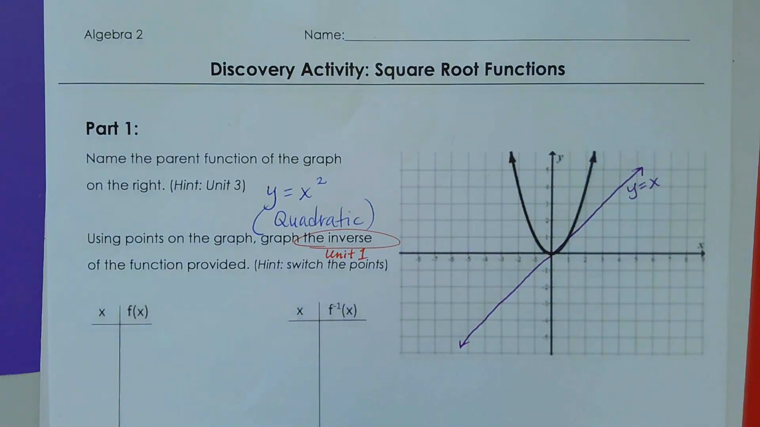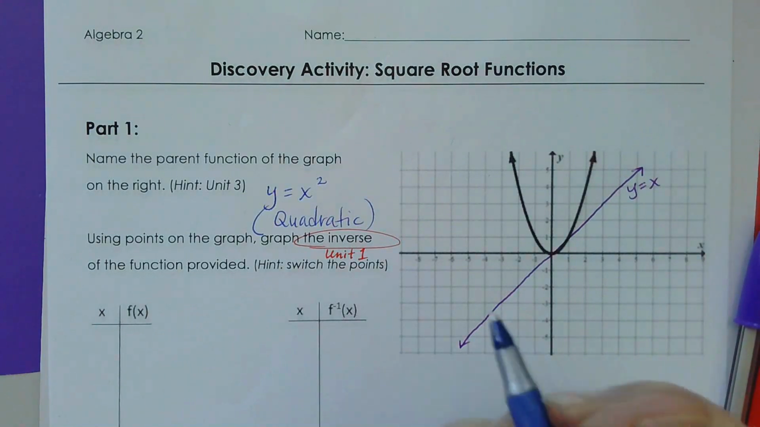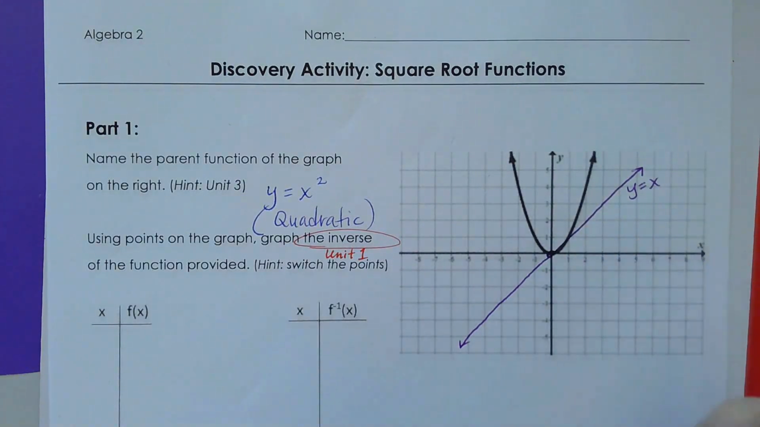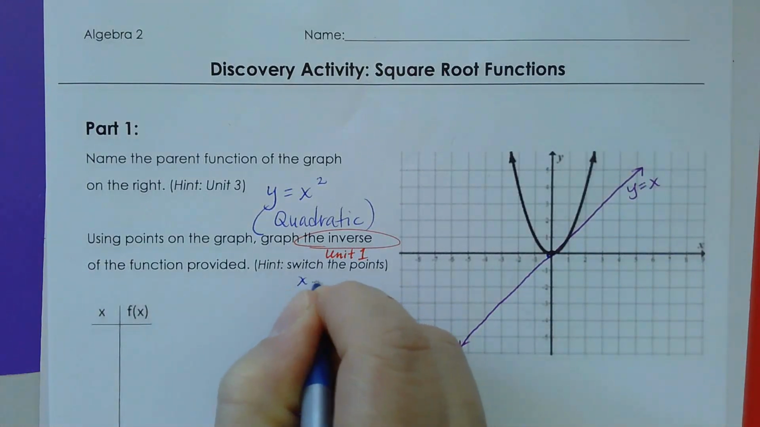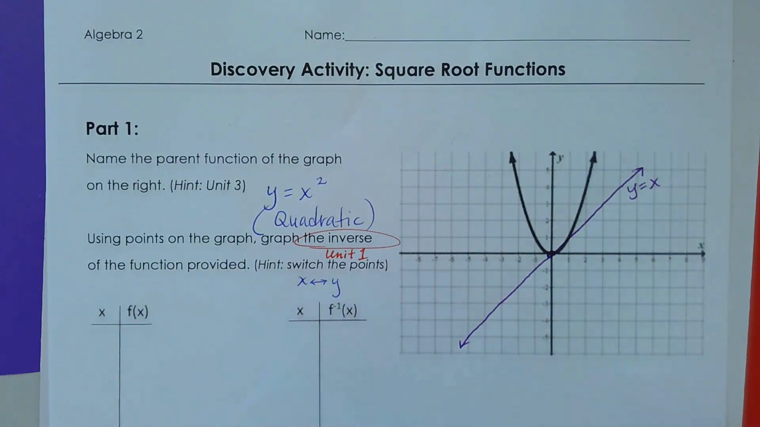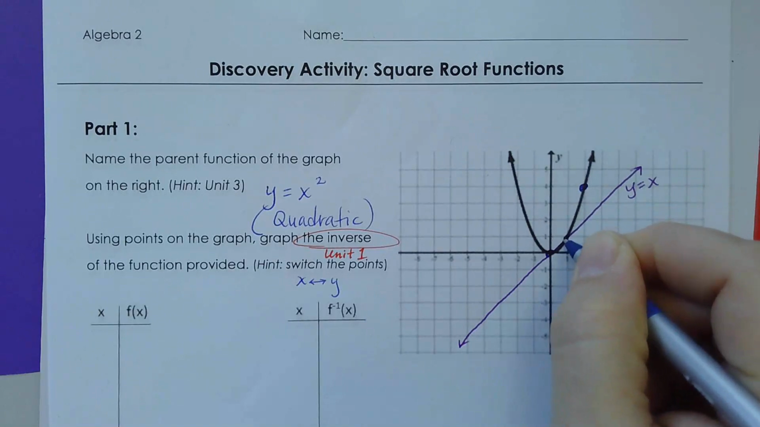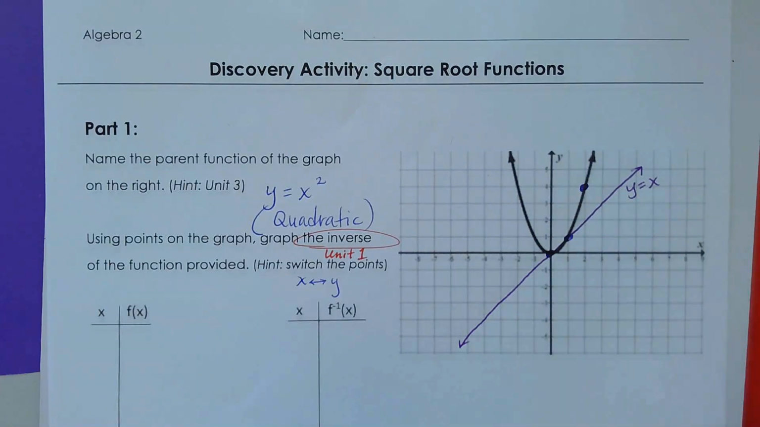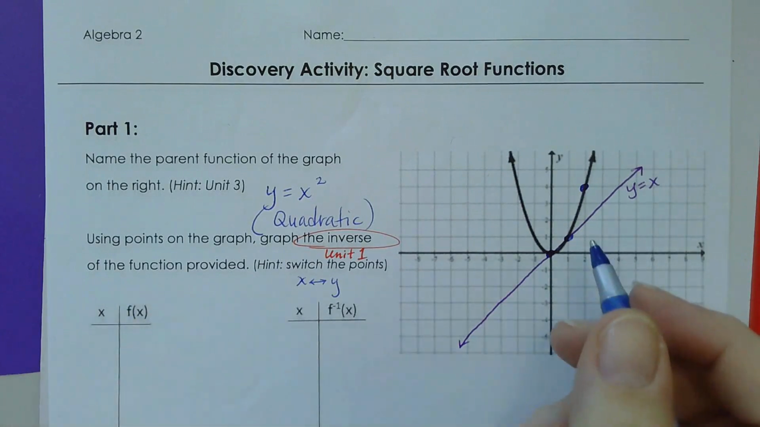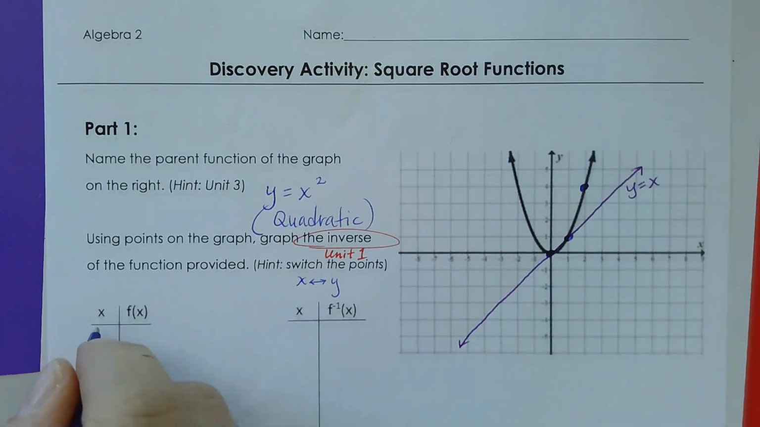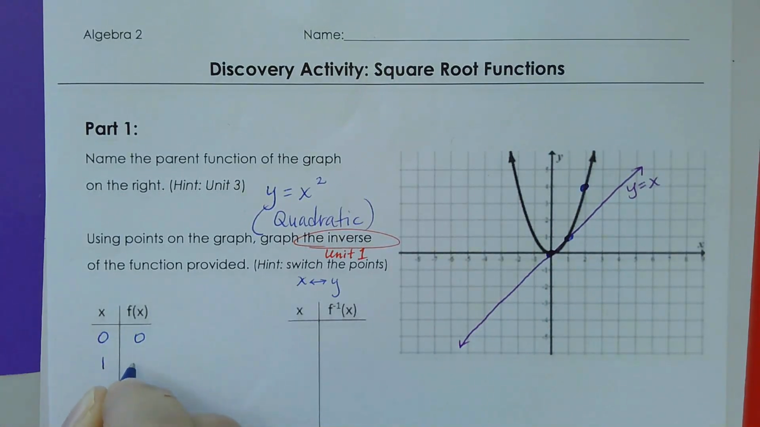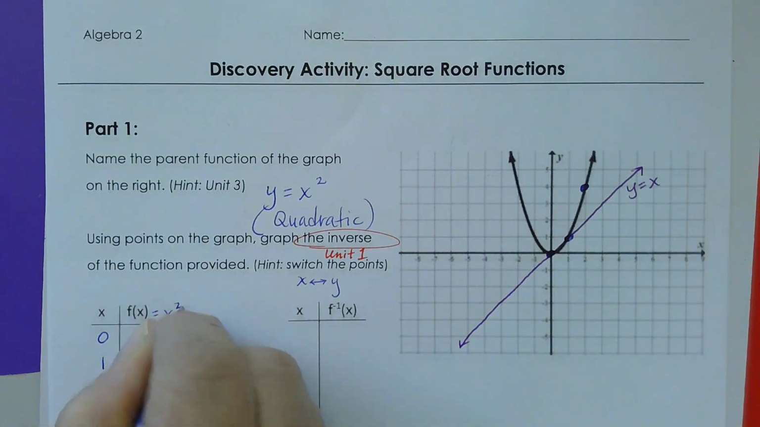And you can find the graph of the inverse by choosing some points and then writing them backwards. If I exchange x and y, or switch the points, then I could get points to create the inverse. So on my original graph, I have x is 0, y is 0, x is 1, y is 1, x is 2, y is 4. This is f of x equals x squared.